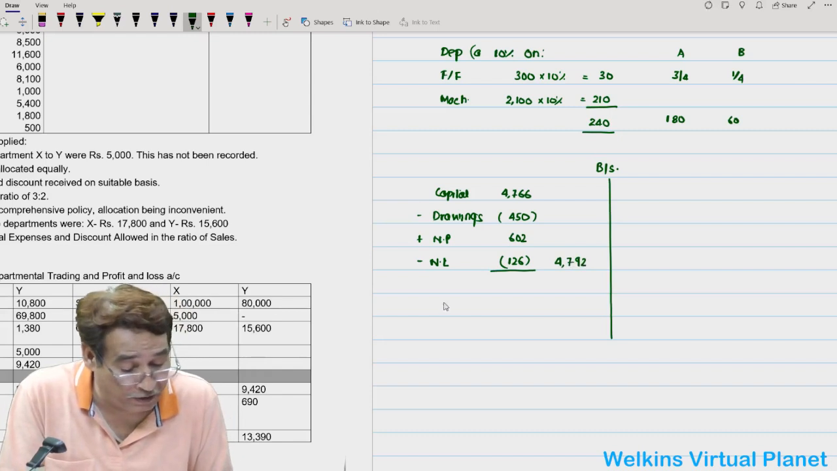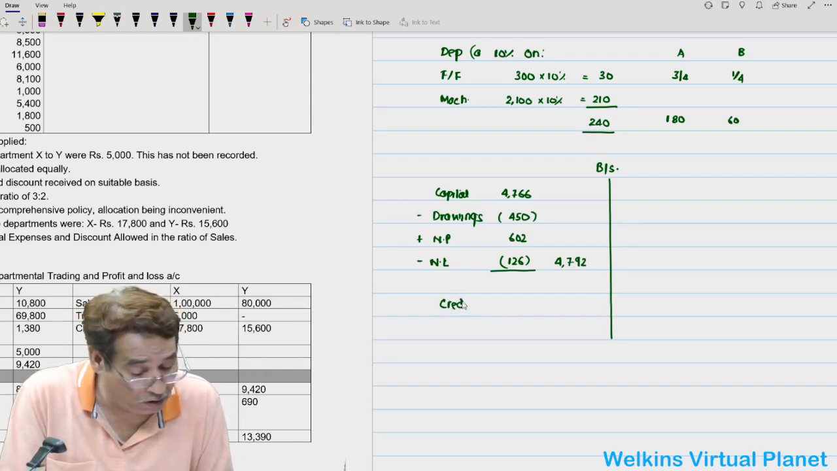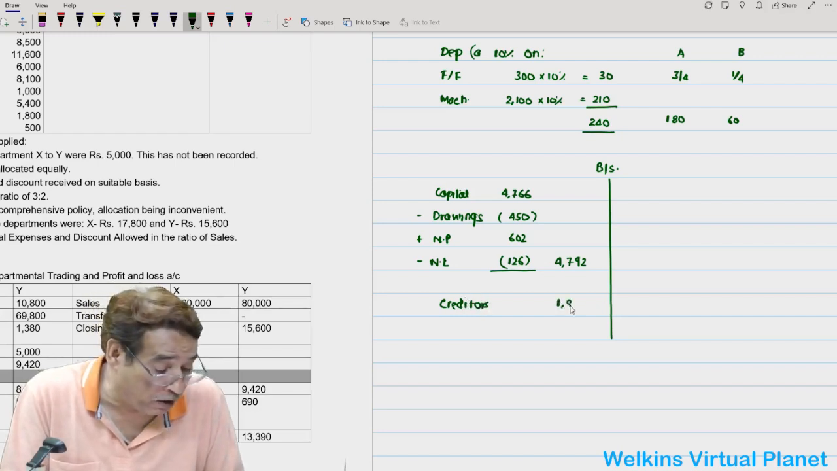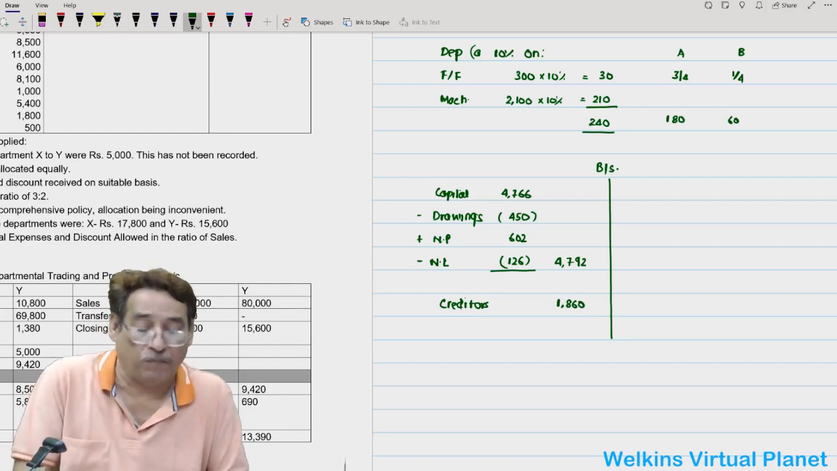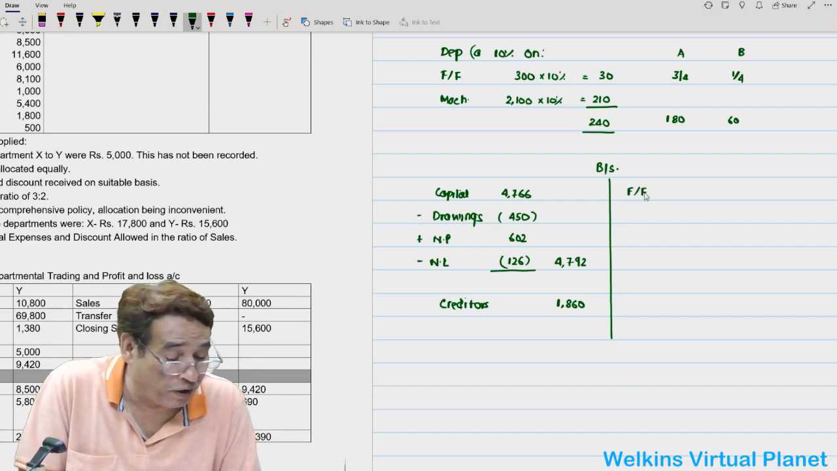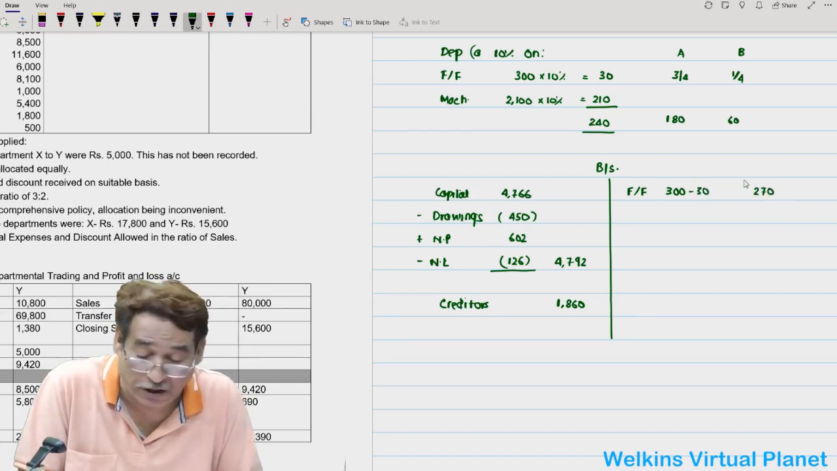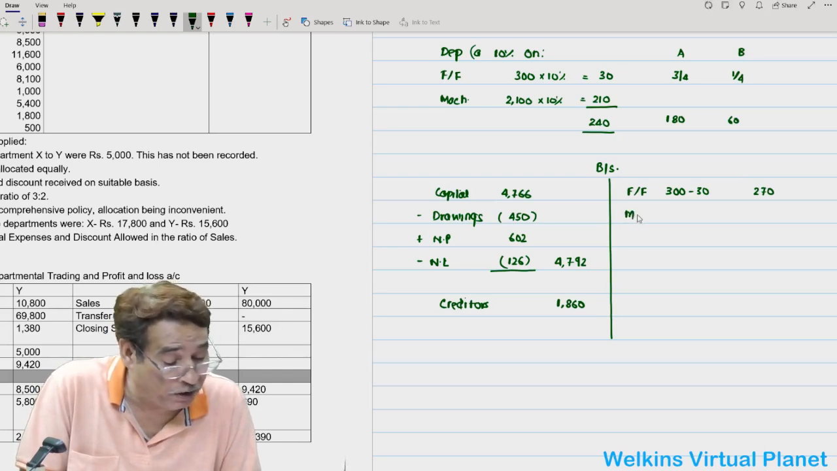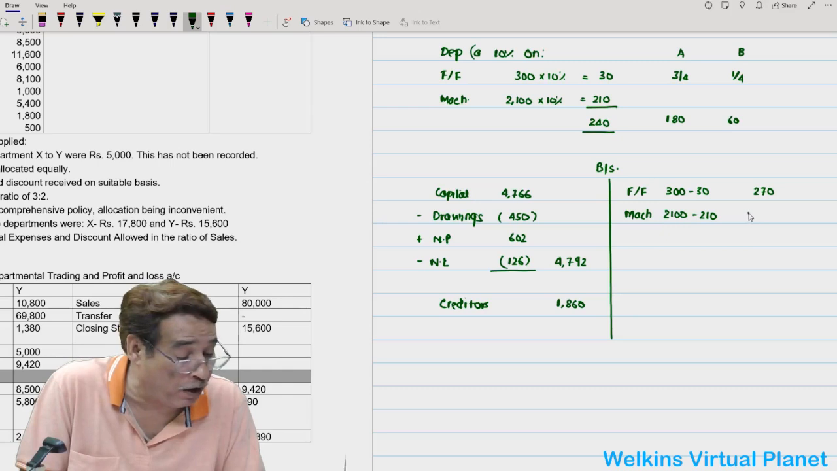And there are creditors also in this question. So creditors is given to you as 1860. As far as the balance sheet is concerned, I will write furniture and fittings. Now, furniture and fittings given to us is 300 and 30 is the depreciation we just charged. So 270 I will write here. Then machinery is also given. The amount of machinery is 2100. I will subtract 210, that is depreciation, and 1890 I will write in the outer column.